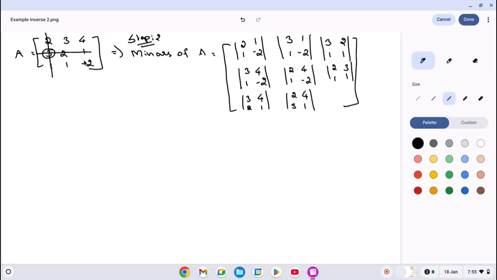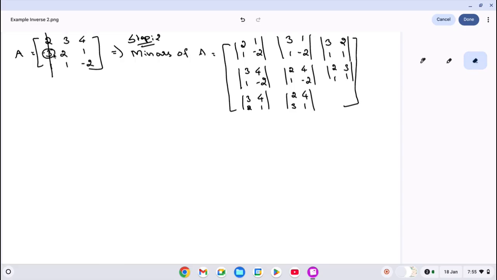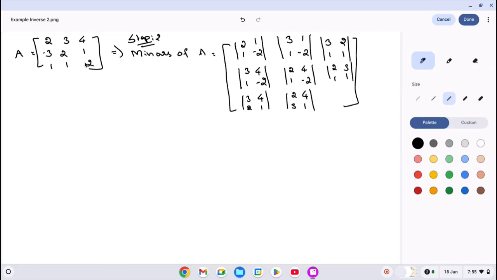If you want to find the minor of this element, you just have to omit the corresponding column and the corresponding row. What are all the remaining elements here? 2, 3, 3, 2. Okay, we can find the minors of this A.